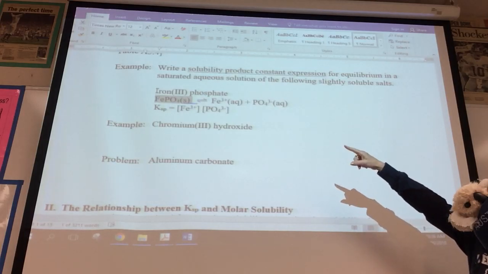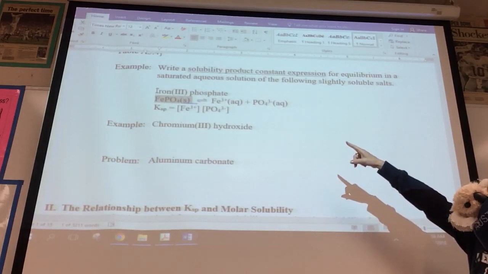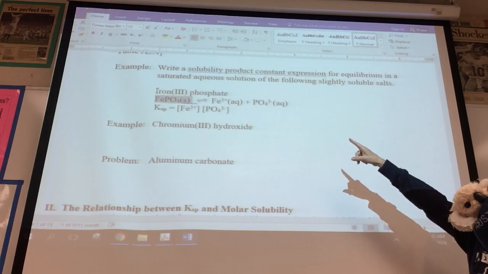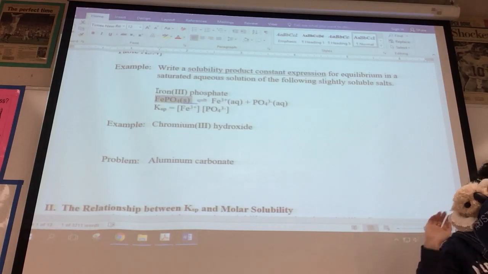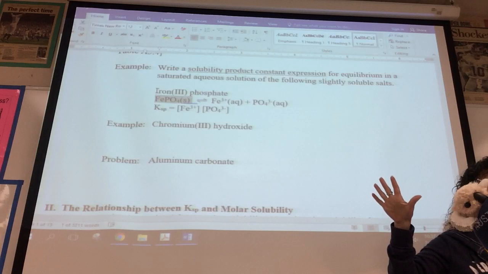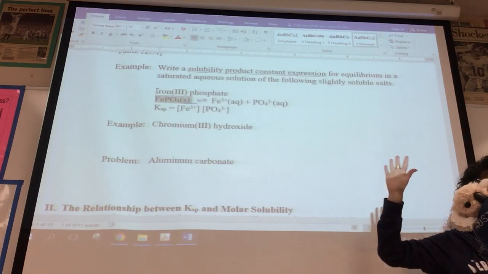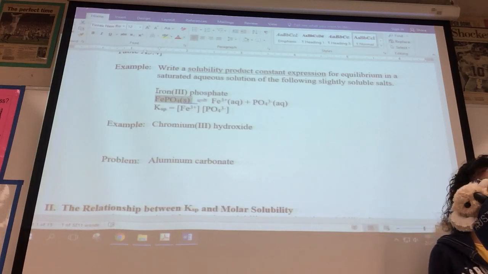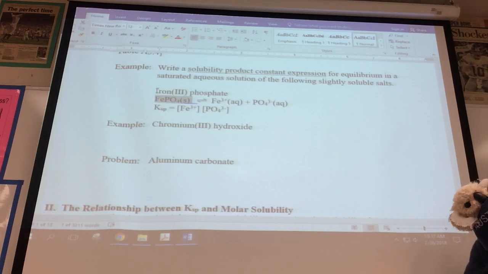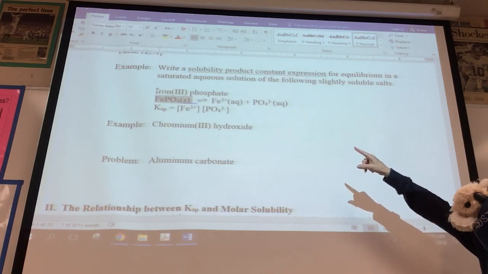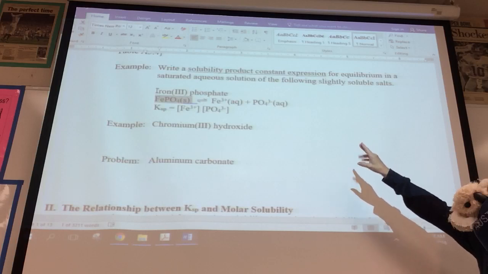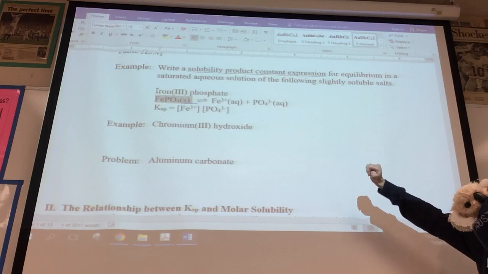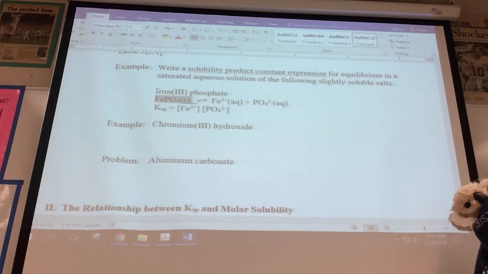Iron 3 phosphate, FePO4, generating iron 3 ion and phosphate ion. And again, equilibrium lies far to the left because these are barely soluble. So barely soluble means you're going to keep that as a solid, not as ions. The KSP expression is the concentration of the first ion, which is iron 3 ion, times, because it's the product, the concentration of phosphate ion, each raised to the first power.